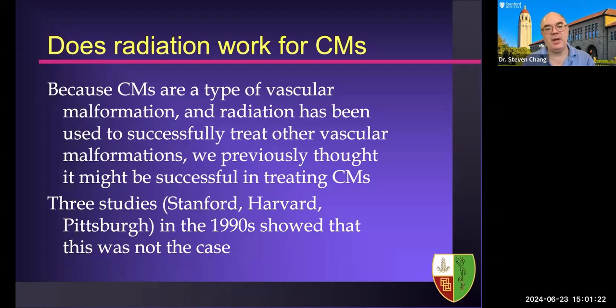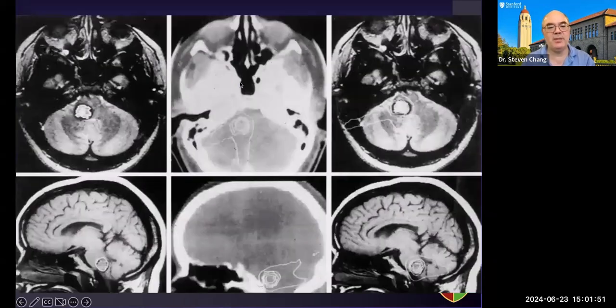And in patients that had cavernous malformations that were resected after radiation treatment, what we found when we looked at the resected cavernous malformations is the radiation did not obliterate any of the blood vessel channels through the cavernous malformation. So, in the 21st century now, we don't use radiation for cavernous malformations in terms of treatment.